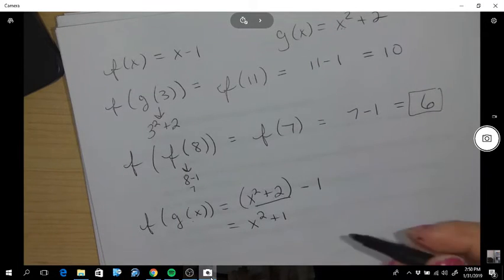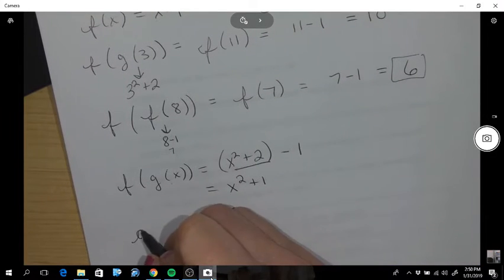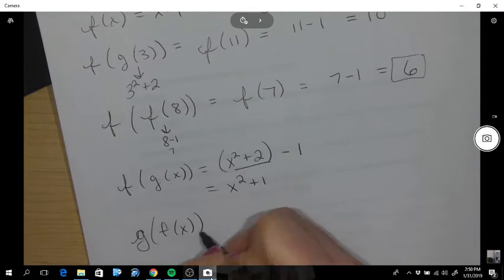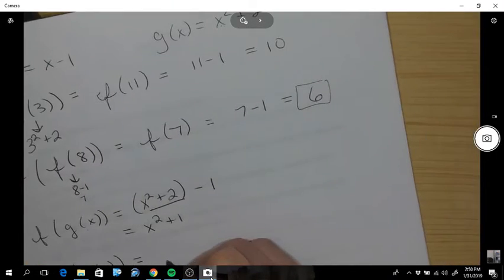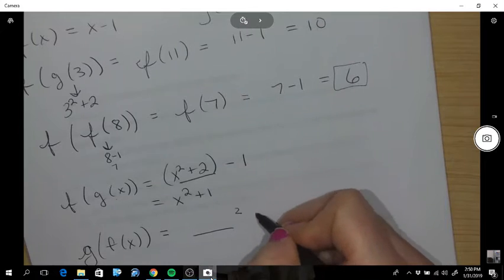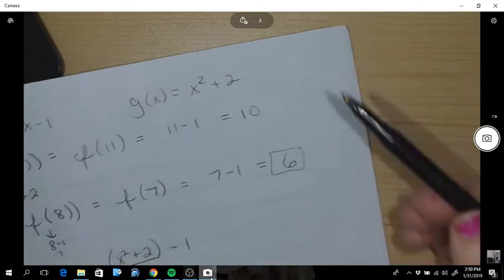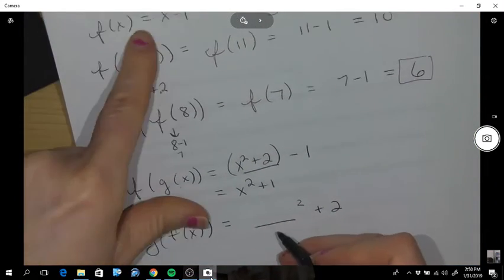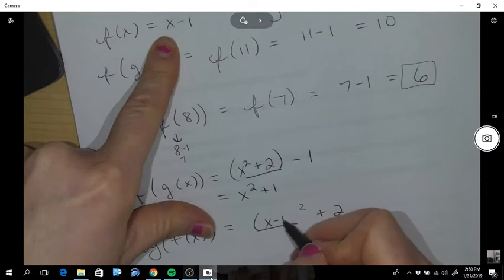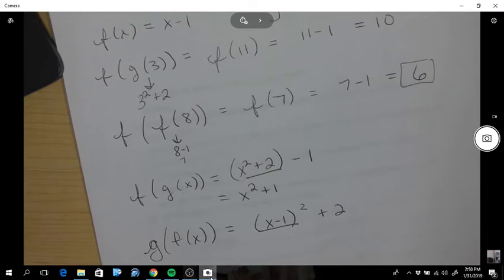Okay, so let's do g of f of x. Okay, so the g function means the input squared plus 2, right? That's the g function, the input squared, and then add 2. So now, what am I inputting? I'm inputting the function f of x. I'm inputting x minus 1 squared plus 2 is the function.